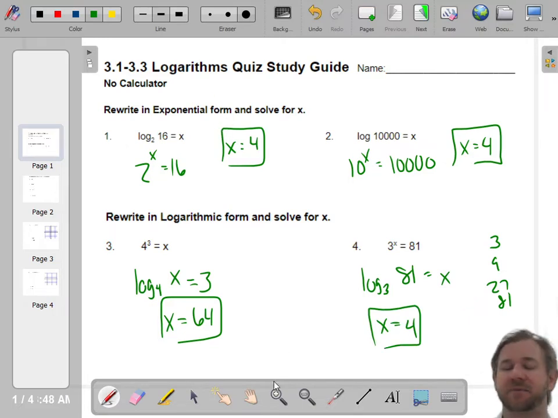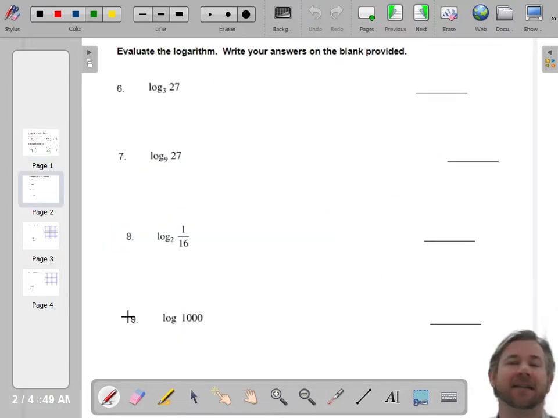Okay, so just rewriting them is not a big deal, but it does determine your fate. If you can't do this, you can't do any of the solving, and it's going to get a lot tougher when we start to move the variable around on you. So here's just evaluating. These are pretty easy.